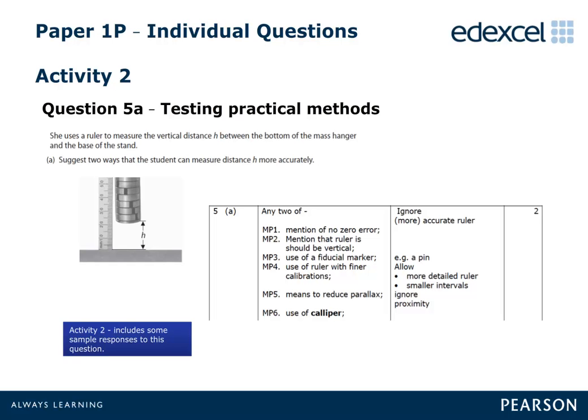Some sample responses are included in Activity 2. You may wish to pause the presentation and download the file now. The exercise in the activity should take you no more than a few minutes. A commentary on the marking of each response is included at the end of the activity.